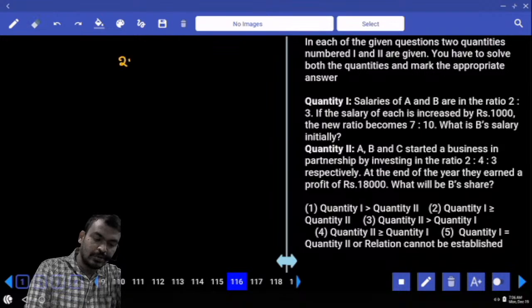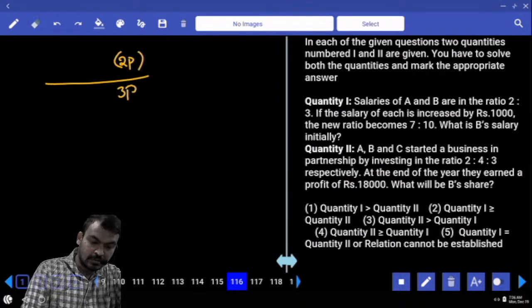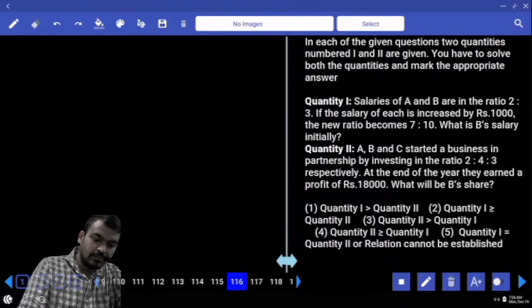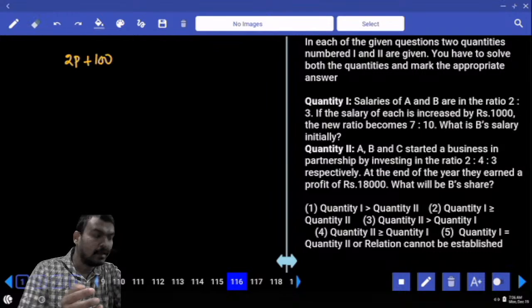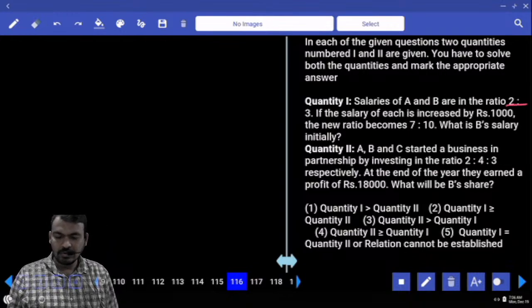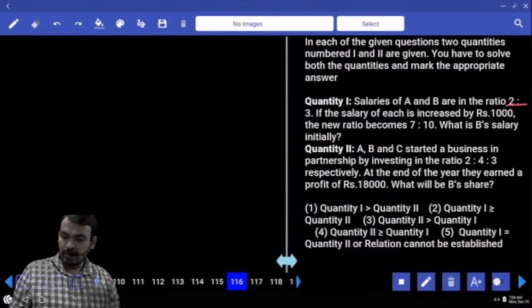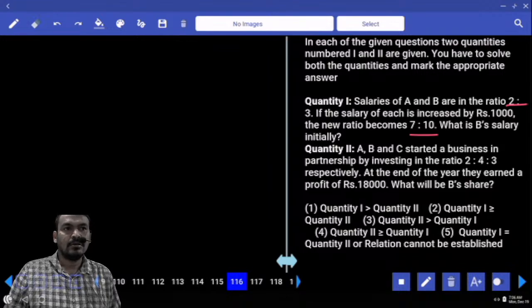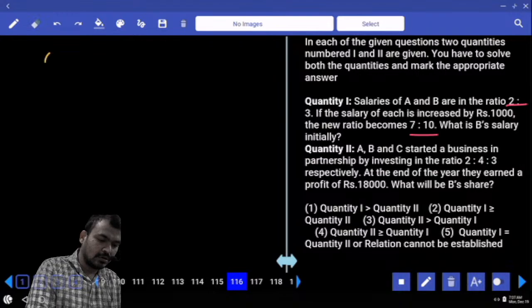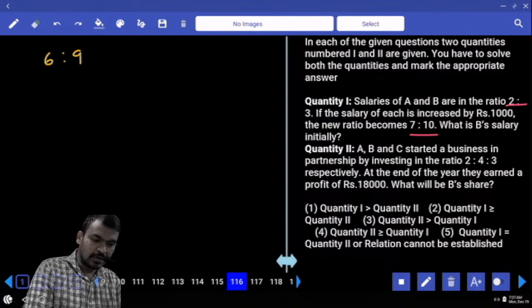Initially the first one is how many parts? 2 parts. Second one 3 parts. The first one is increased by 1000, so we write 2 parts plus 1000. In place of 2:3, how many parts difference? 1 part. But 7:10 has 3 parts difference. Means the first ratio is multiplied by 3 times. 3 2s are 6. 3 3s are 9.